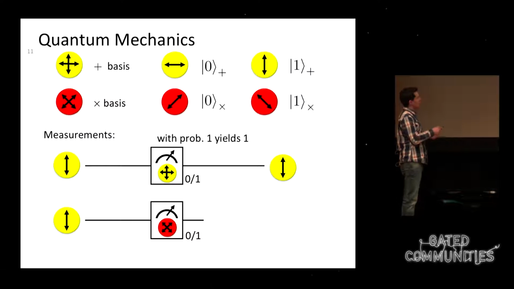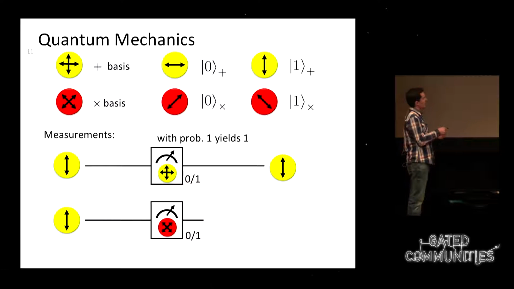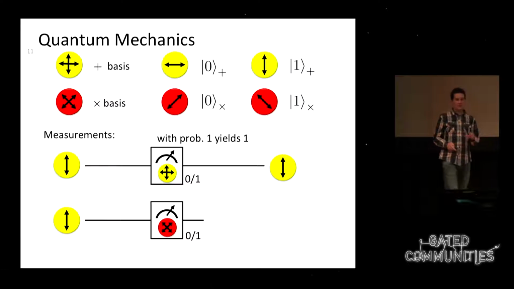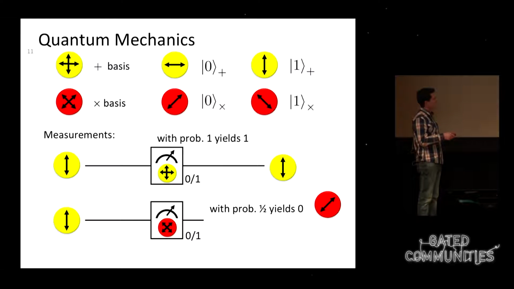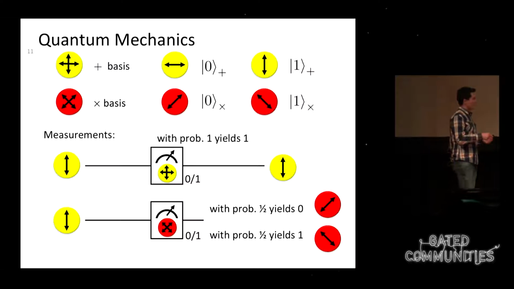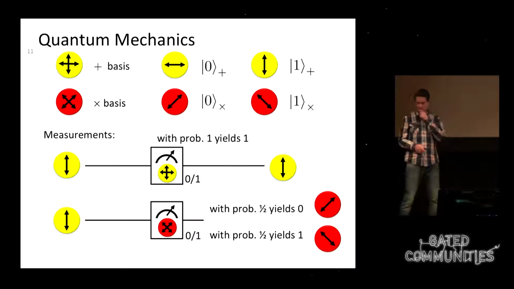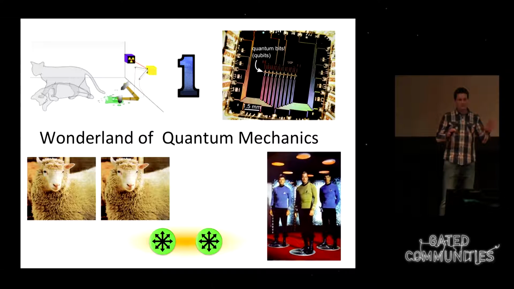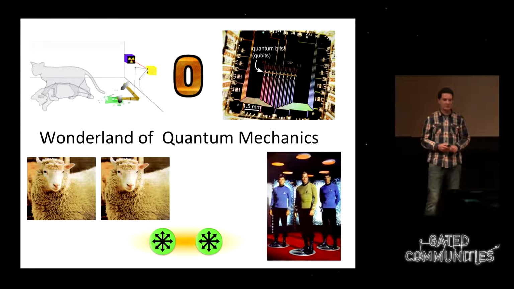If you happen to measure the state in the wrong basis, say this one state in the diagonal basis, your outcome is a random bit. With probability 1/2, you see 0, and you change the state to the 0 state. And with probability 1/2, you get a 1, and you change it to the other state. So that's basically all we need to know for now. And with that in hand, we actually enter the wonderland of quantum mechanics.